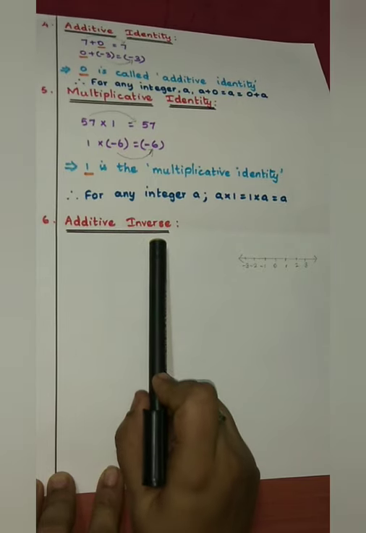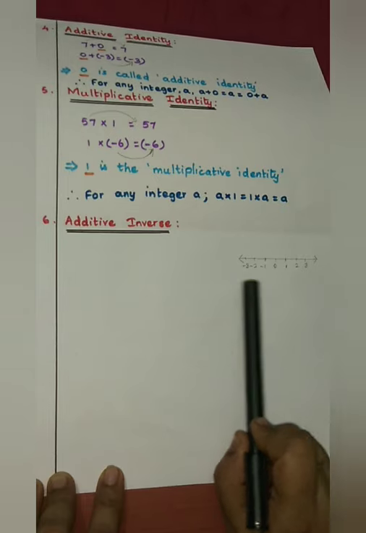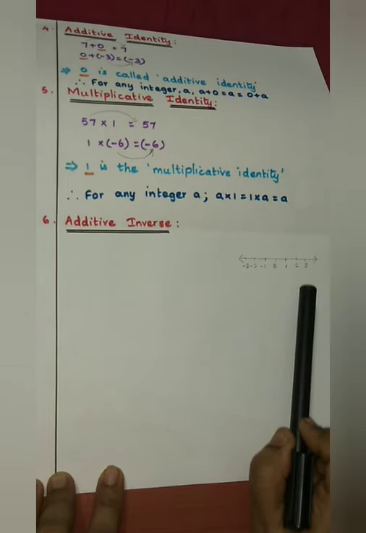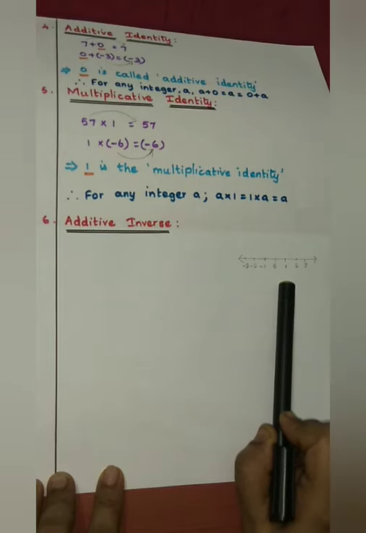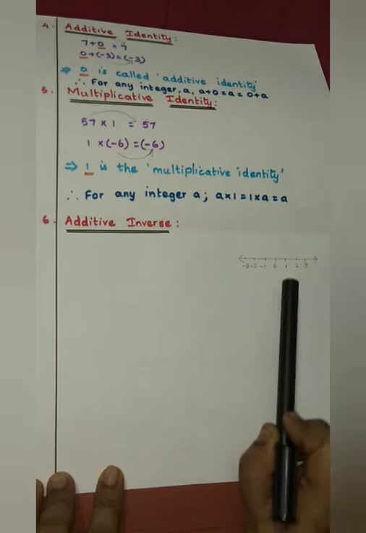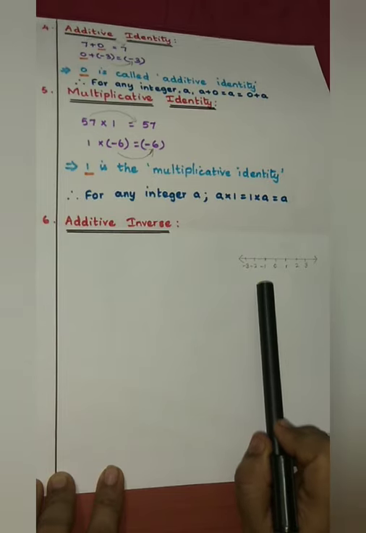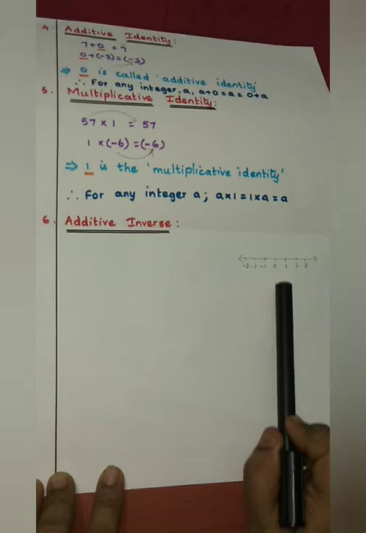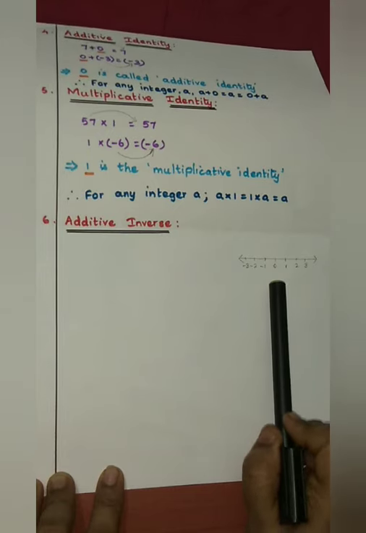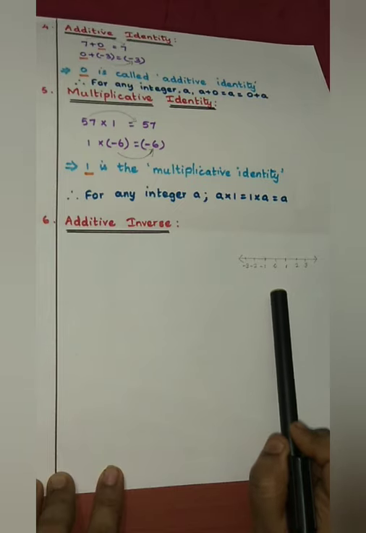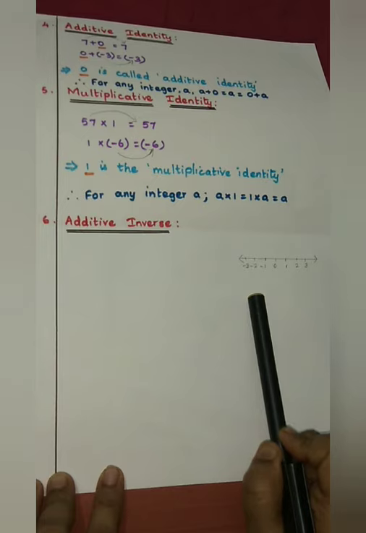Additive inverse. The additive identity 0 separates the number line into positive and negative integers. We have plus 1 and minus 1, plus 2 and minus 2, plus 3 and minus 3, and so on, on opposite sides of the number line. They are equidistant from 0. Such integers on either side of 0 are called opposites of each other.